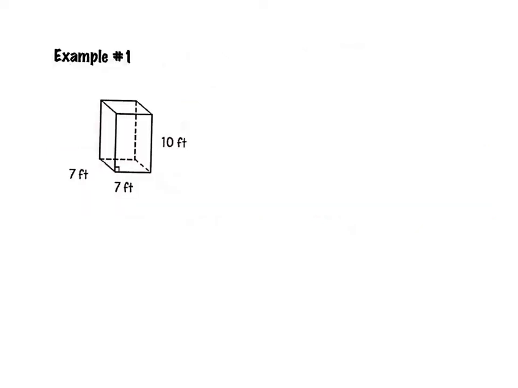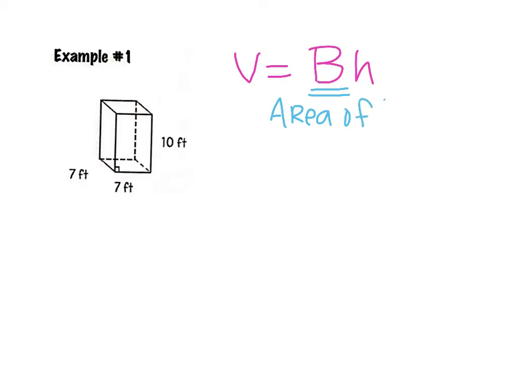The first example we're going to look at is a rectangular prism. No matter what type of prism you have, we're always going to start out with this formula. V equals capital B H. In the previous slide, we just got through saying that this capital B was different from lowercase. The capital B meant area of the base. So that's what I need to start with.